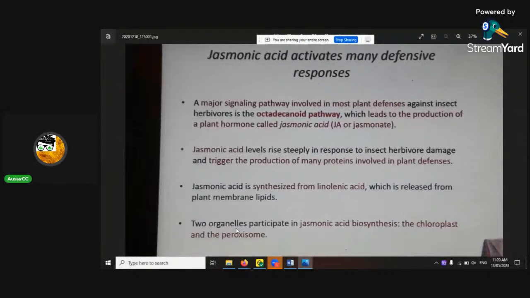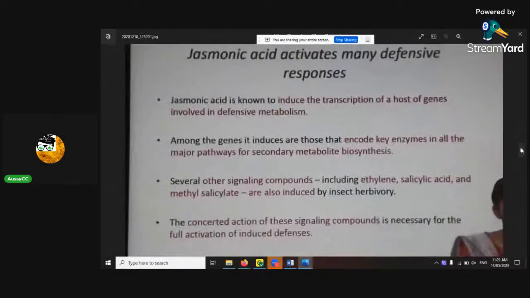A major signaling pathway involved in most plant defenses against insect herbivores is the octadecanoid pathway. That was an exam question. It leads to the production of a plant hormone called jasmonic acid. It produces jasmonates, and jasmonic acid level rises steeply in response to insect herbivores. Jasmonic acid is synthesized from linoleic acid, which is released from the plant's membrane lipids.